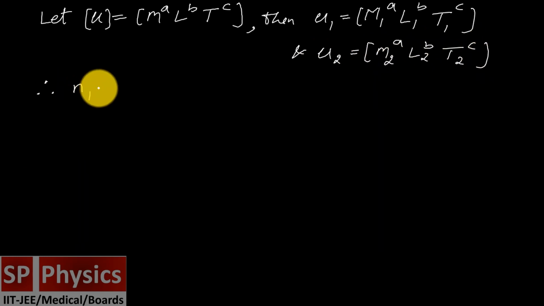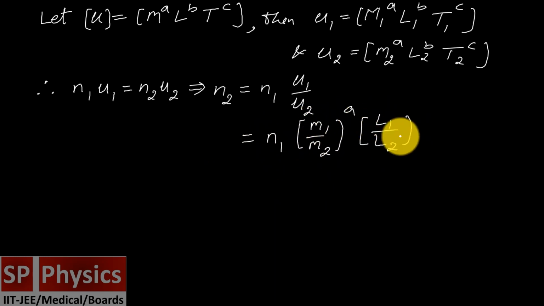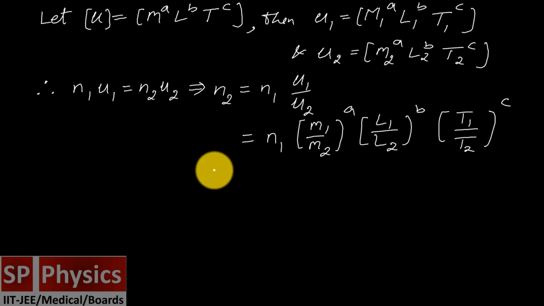From this equation, we can write N2 is equal to N1 into U1 upon U2. Put the values of U1 and U2 in this expression. N2 is equal to N1 into (M1 upon M2) to power A into (L1 upon L2) to power B into (T1 upon T2) to power C. To illustrate this concept, I am giving you an example.